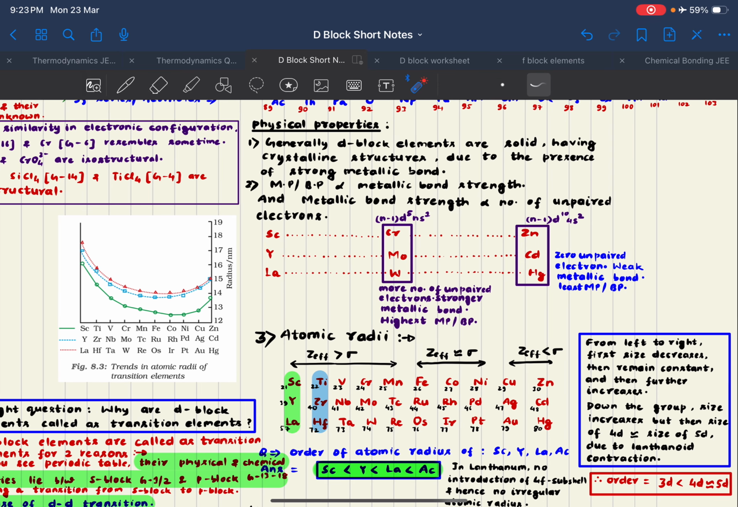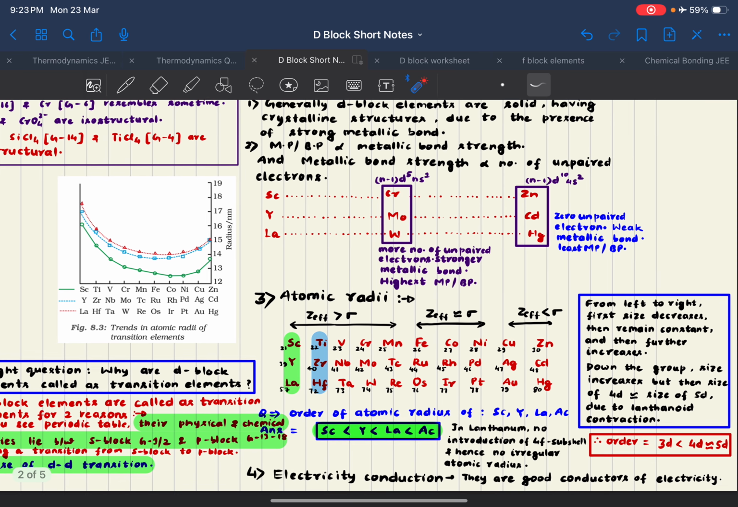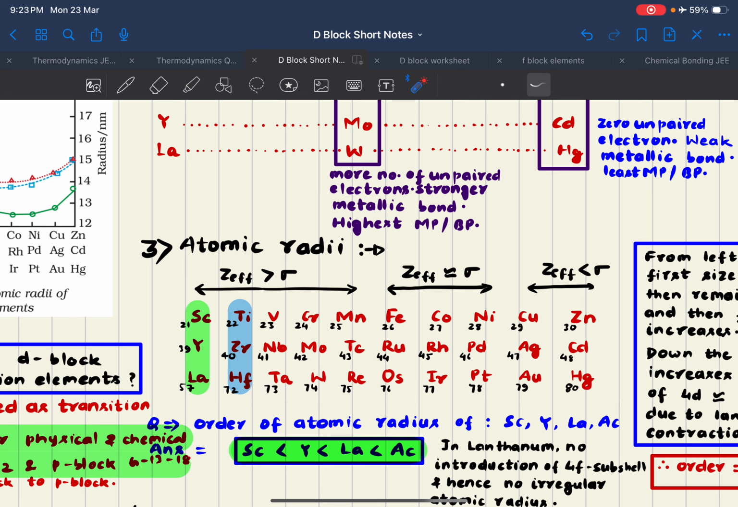Now we will move to another physical property, that will be atomic radii. So what happens when we go across the period? The effective nuclear charge first increases, then it remains same, and then it decreases. Why? Because let's say 3d1, 3d2, 3d3, 3d4, 3d5, you are continuously increasing one unpaired electron in different d orbitals. At the same time, the number of protons are also increasing, so the effective nuclear charge is more.